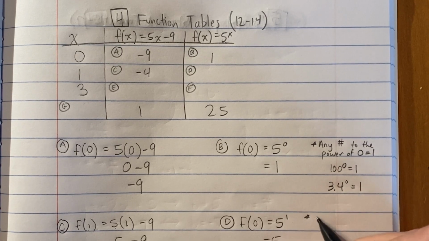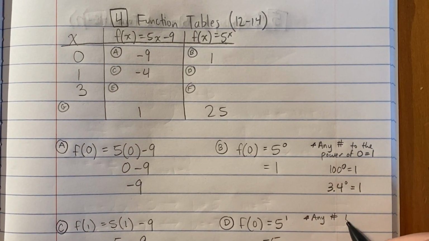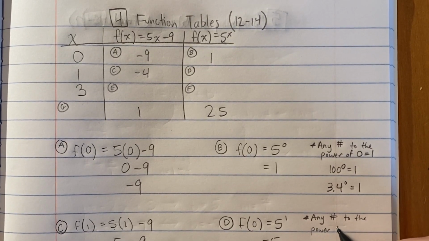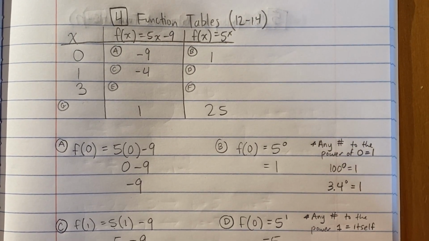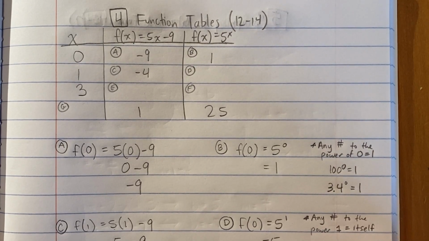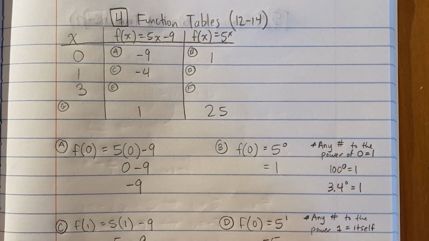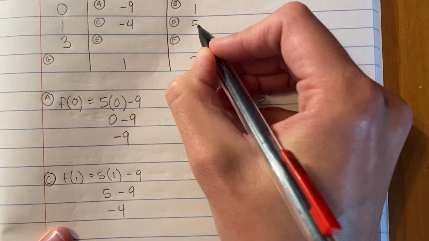It's 5. This is another thing that we just need to remember about exponents. Any number to the power of 1 equals itself. So 10 to the power of 1 equals 10. 7 to the power of 1 equals 7. 5 to the power of 1 equals 5. So this would be 5.